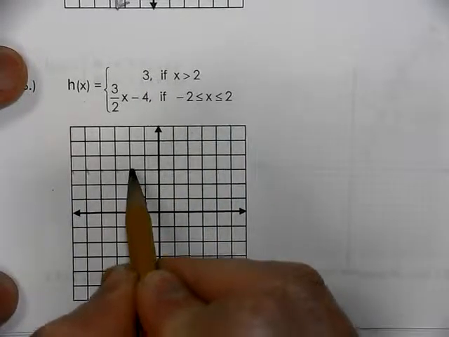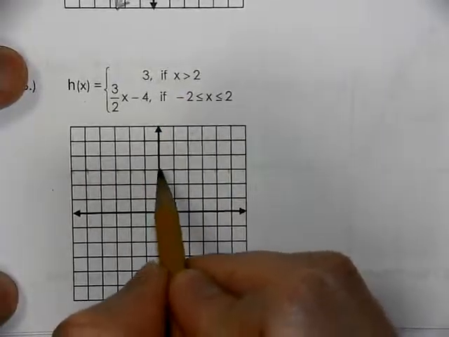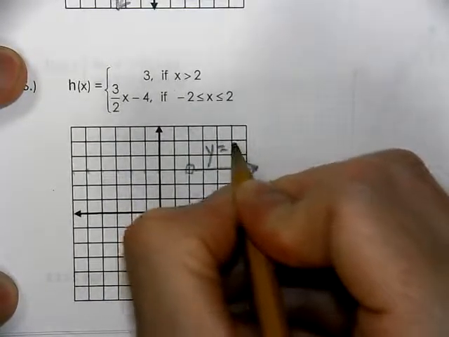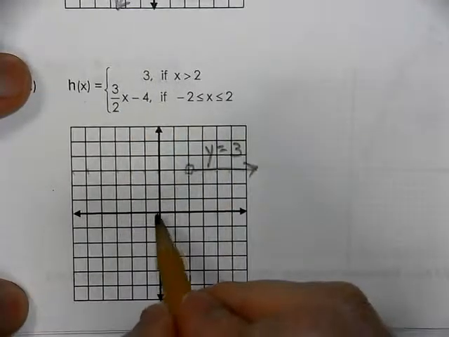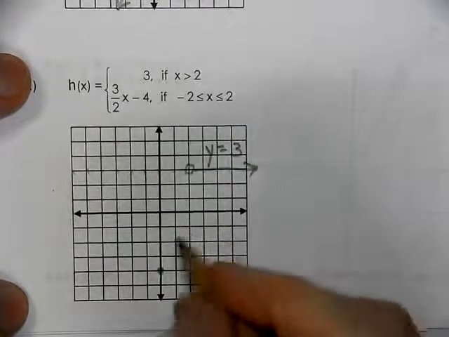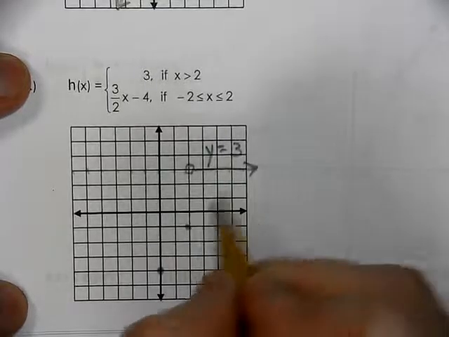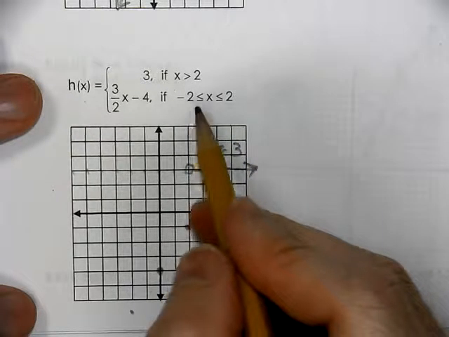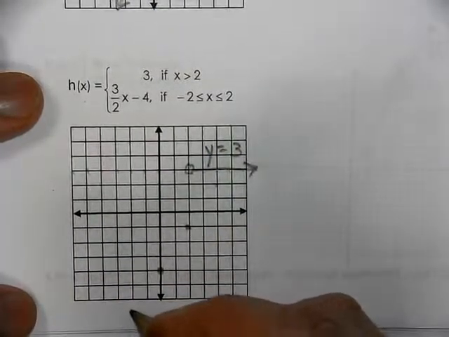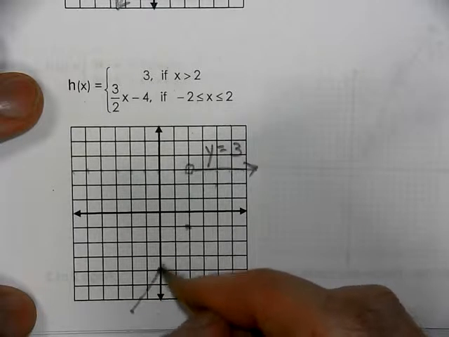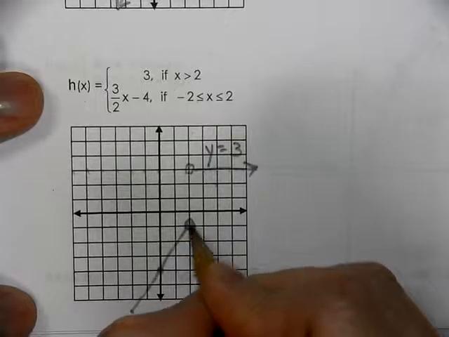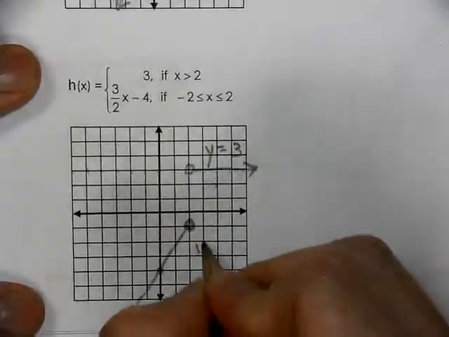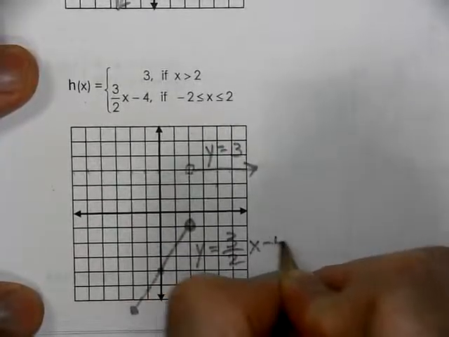We're going to start out with 3. We can connect all the points that are greater than or equal to 2. And then we'll start at negative 4, and do our slopes of rise up 3 over 2, down 3, backwards 2. Connect the points that are greater than negative 2 all the way until we get to an x of 2. And it includes that one because of the inequality sign, and it includes this one because of the inequality sign. This equation is 3/2 x minus 4.